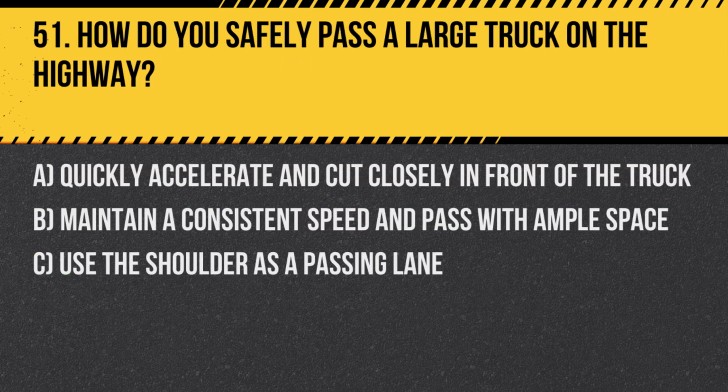Question 51. How do you safely pass a large truck on the highway? A. Quickly accelerate and cut closely in front of the truck. B. Maintain a consistent speed and pass with ample space. C. Use the shoulder as a passing lane.